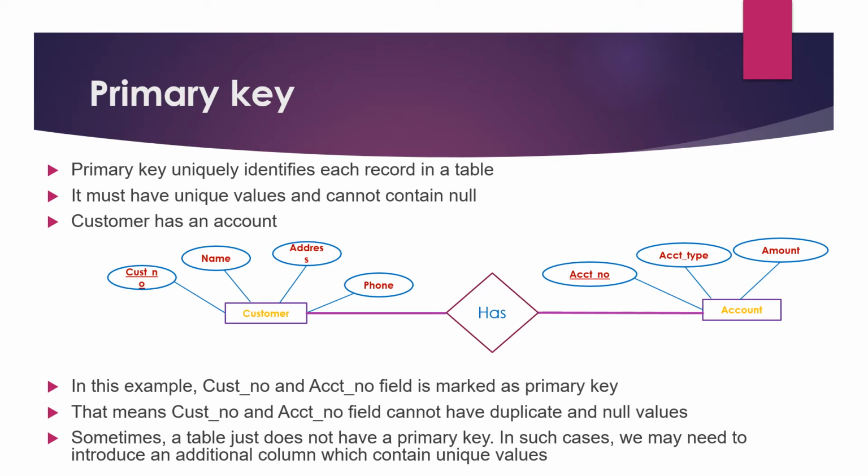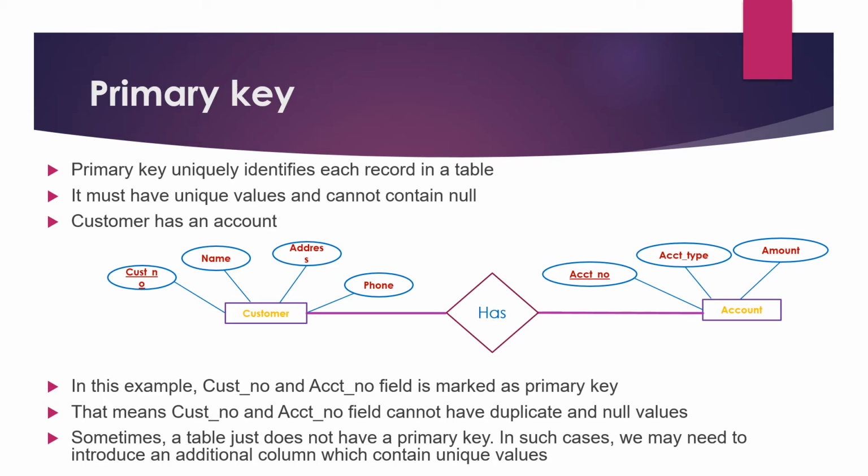There are some rules for defining a primary key. The first rule is two rows cannot have the same primary key value. The second rule is it is a must for every row to have a primary key value. And the third rule is the primary key field cannot be null.